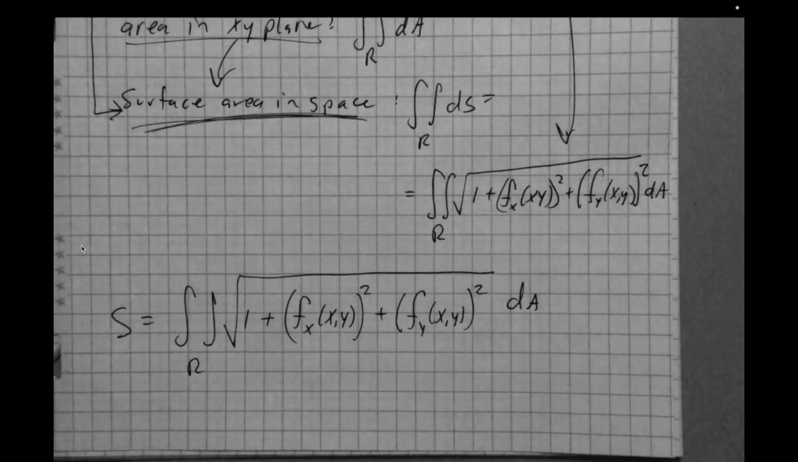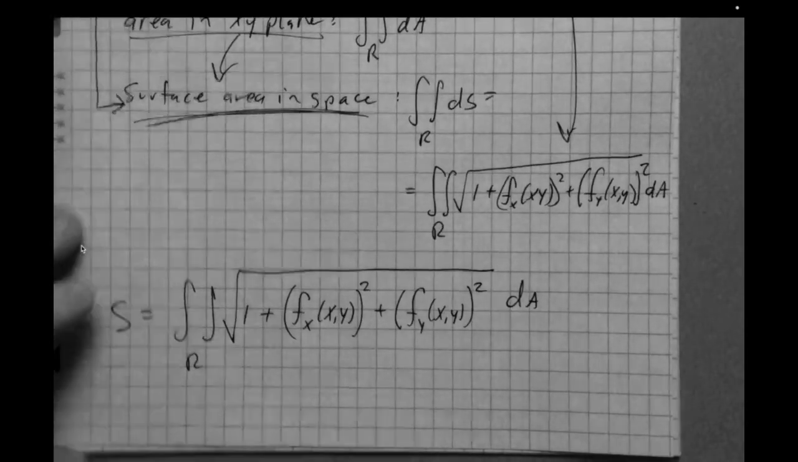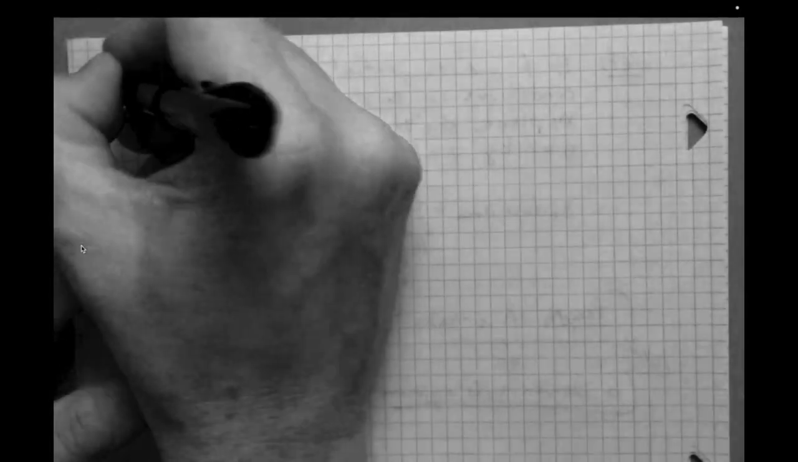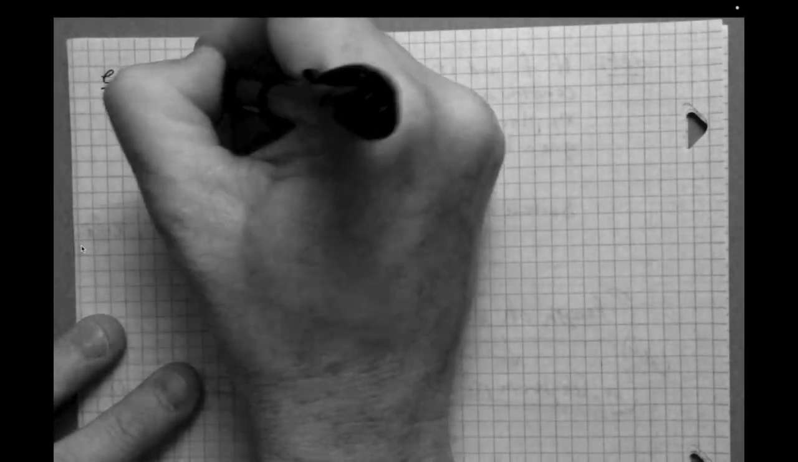But there are a handful of cases and types that are pretty easily evaluated, and let's do an example. We'll kind of begin with that as an example, right? So let's do this example. We want to find the surface area.